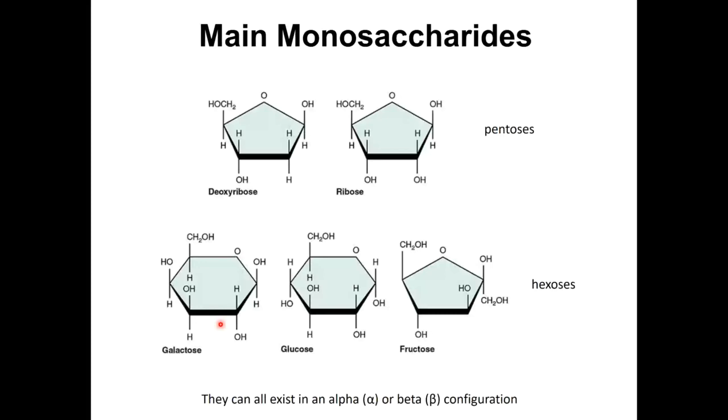Now, if you compare them, the only difference, forget about the alpha and beta, this is beta glucose, but it could have been in alpha if you want to, is the hydroxy group here. So this is up instead of down. Everything else could be the same, plus minus the alpha and beta configuration. One other thing I want to stress is that all of them, since they become cyclic, can exist both in the alpha or beta configuration.